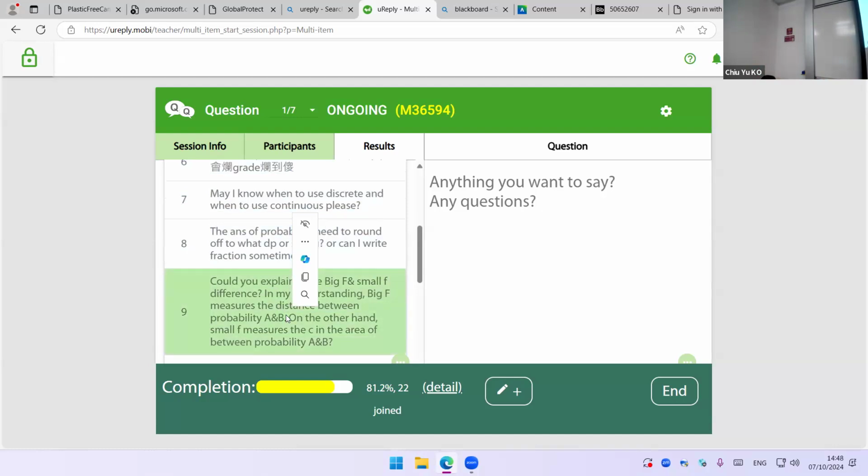And the small f, you look at the area between A and B under the small f. That is the probability, the same thing, okay? So that is what you need to know. And as I said, don't worry. This is the thing we will repeat and repeat over the semester. So it's very hard to not know it, okay?